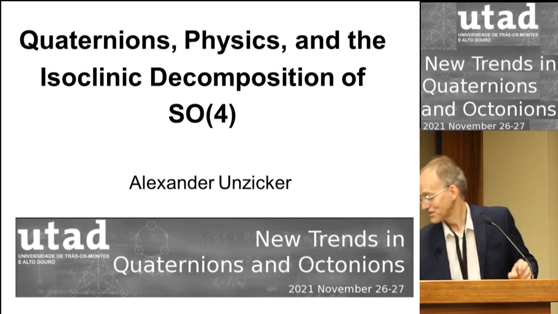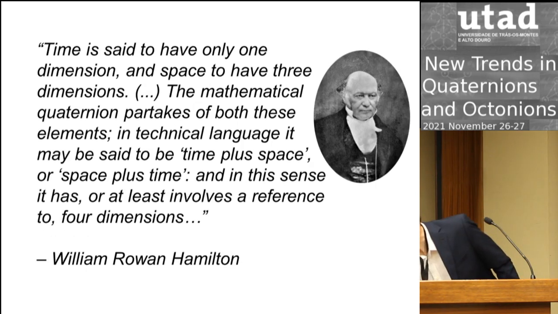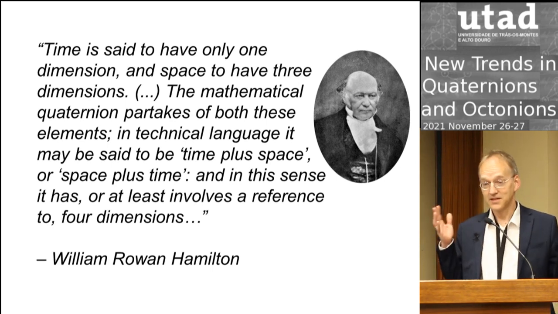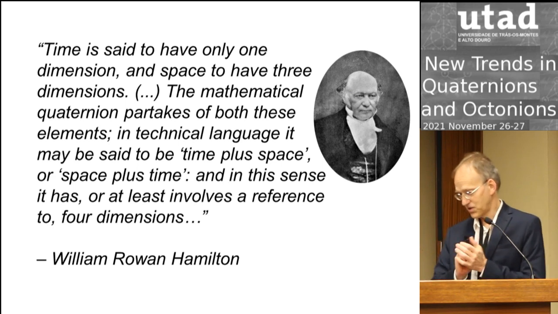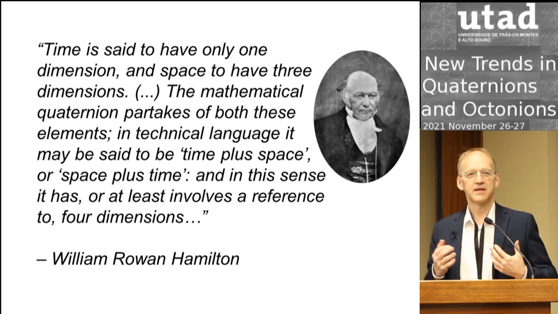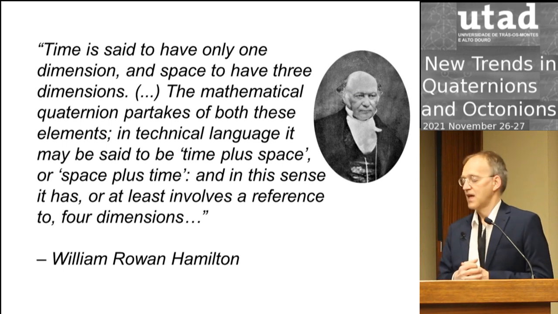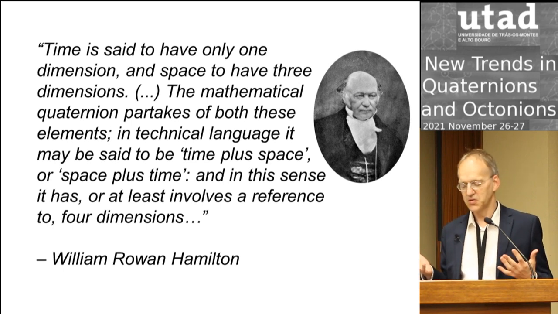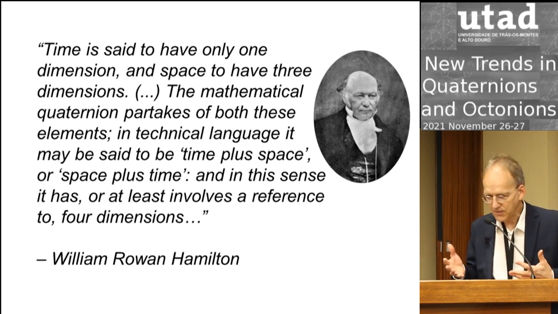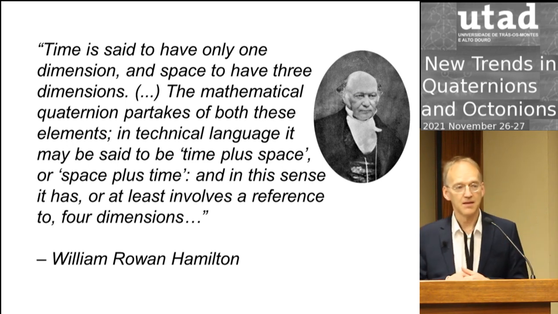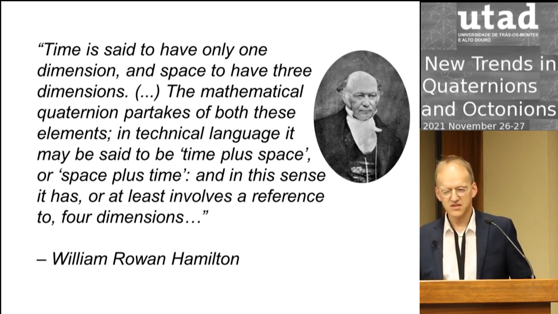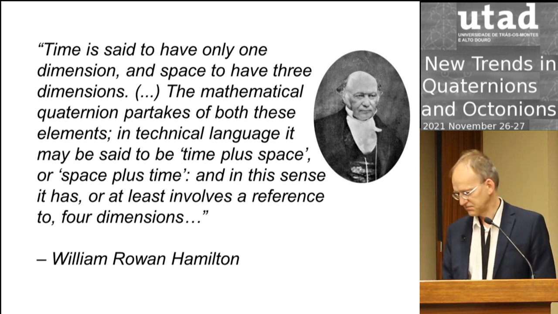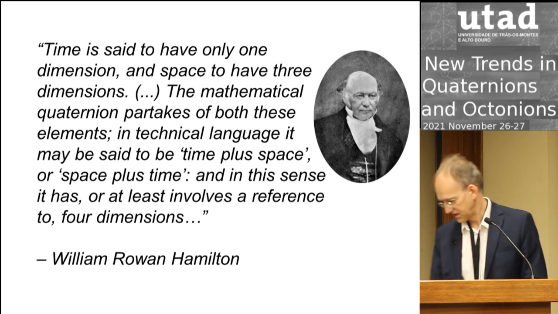Let's start with how the story began, with Hamilton. Hamilton invented the quaternions, and he noted that there is this peculiar 3+1 structure. And this is indeed something to explain. I mean, as a physicist, you ask the question why we have a 3+1 dimensional space-time. And he noted that this peculiar structure naturally arises in quaternions. So he always thought this is relevant for physics.